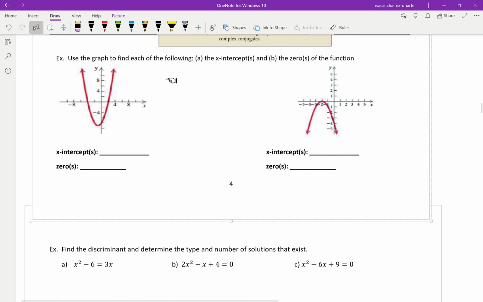So let me look at the first graph here. According to the first graph, what are the x-intercepts? So my x-intercept, this one over here on the left, I think we're counting by 2s according to this x-axis. So that's negative 4, 0.